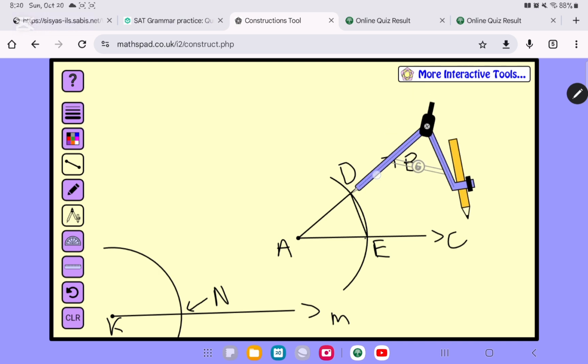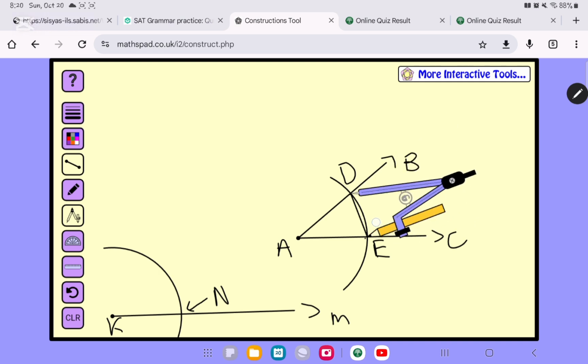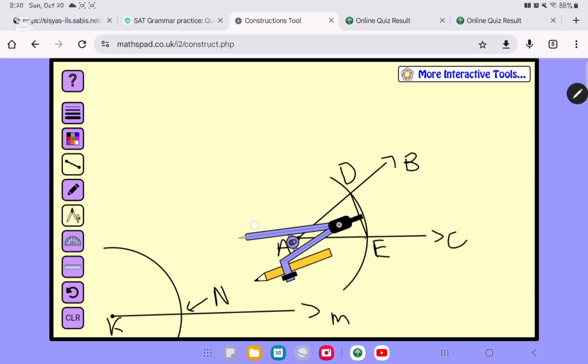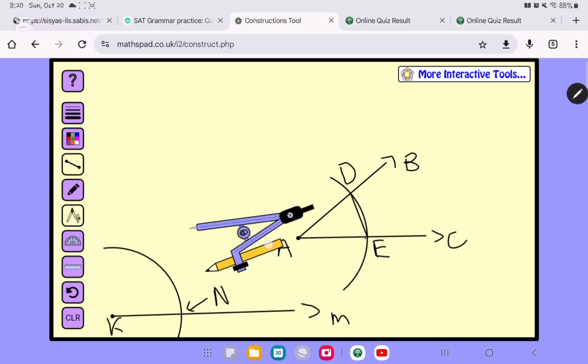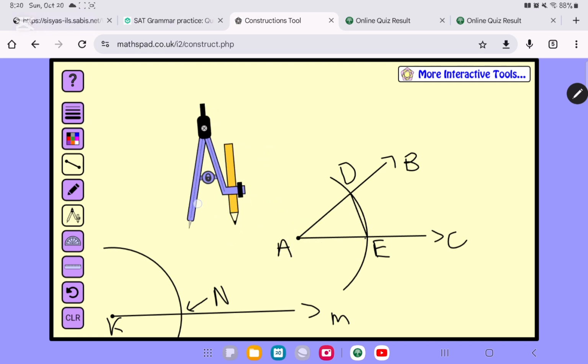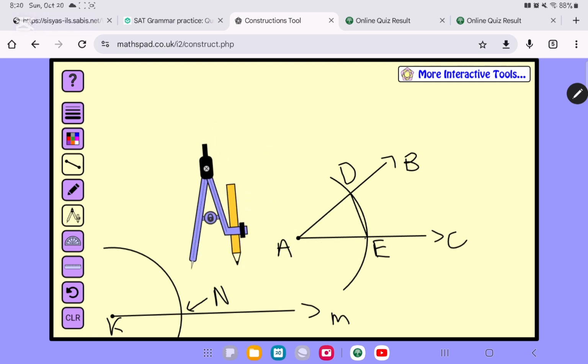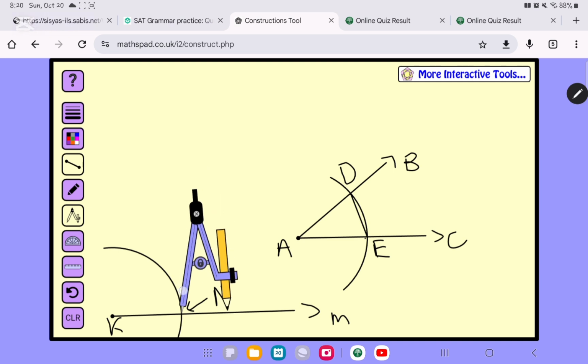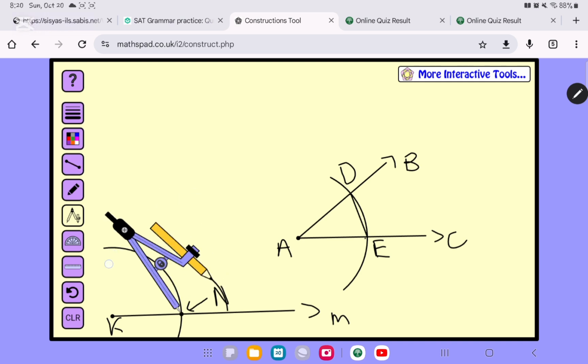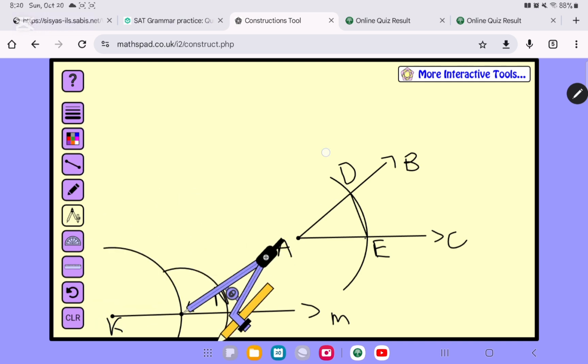And now what are we gonna do? We're gonna connect the measurement of D and E. There we go, now it is connected. So after that, we take the compass with measurement of DE, or radius of DE, and we put it at center N. Now what are we gonna do? We're gonna draw another arc.